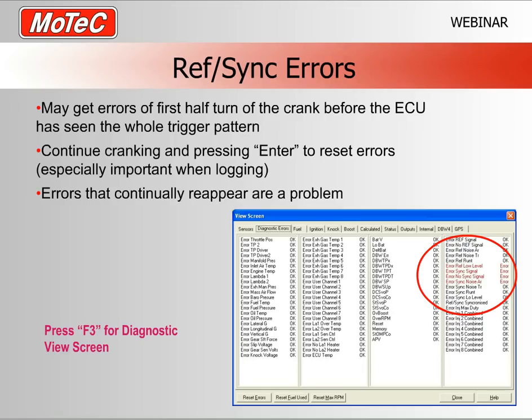The idea is, as you're winding it over, hit enter. So as soon as you hit enter, it resets the errors. So classically, you would hope that all of those errors go away once the engine was cranking and never came back. If you have an error that keeps continually reappearing as you're cranking and as you're hitting enter, that's the one you have a problem with. So you need to work down that track of what is going wrong.